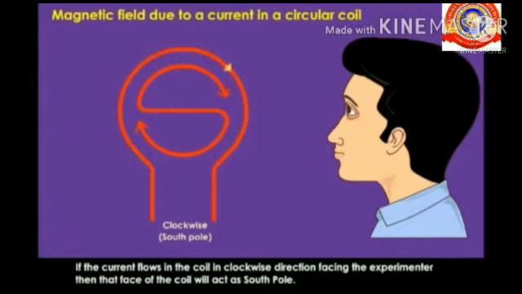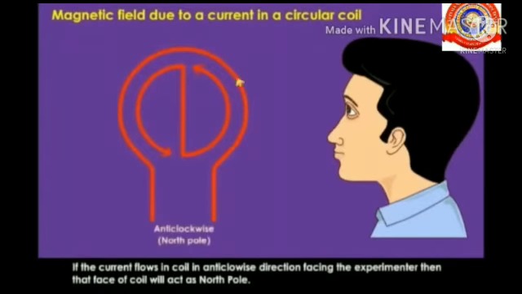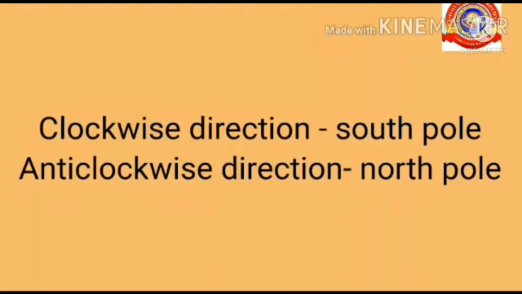So, this is the motion of current in clockwise direction. If the current flows in the coil in anti-clockwise direction as in the video facing the experimenter, then that face of the coil will act as north pole. Once more, if the current flows in clockwise direction, it acts as south pole, and in anti-clockwise direction, it acts as north pole.